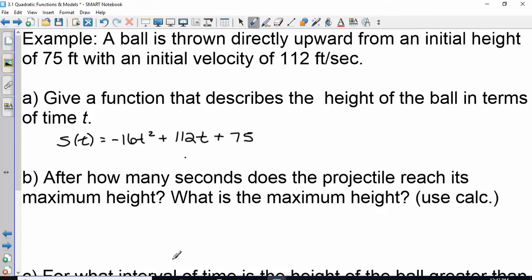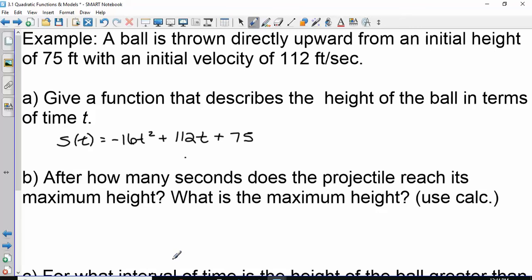Just a couple comments on this. If you started on the ground, what would your height be? 0. Okay. Can velocity be negative? Velocity is like speed with direction. So it can be a negative. Positive means it's going up. If something were coming down, then it would have a negative velocity. So it is possible to have a negative velocity here.